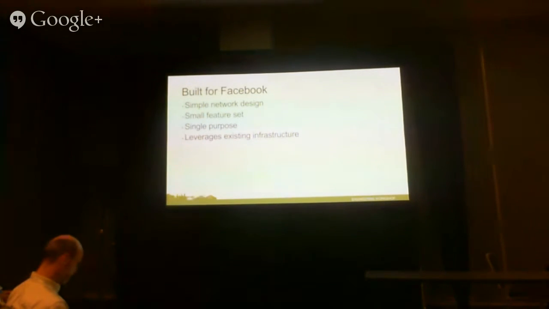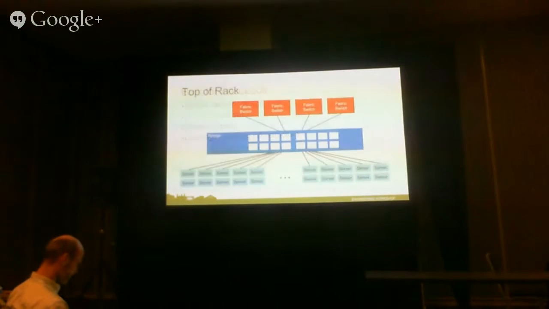So talking about the small feature set, when you look at our top of rack switch, this is the environment around it. You've got our Wedge switch. It's got a bunch of ports connected directly to servers inside this rack. And then it typically has 4 uplinks, maybe a little more for us. And this is pretty much it. That's all there is for us.